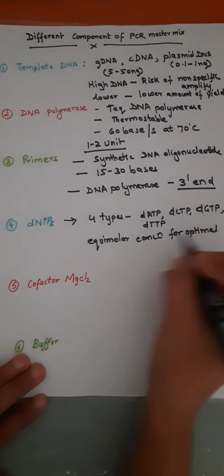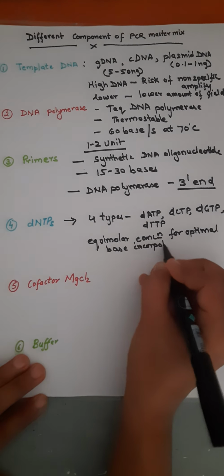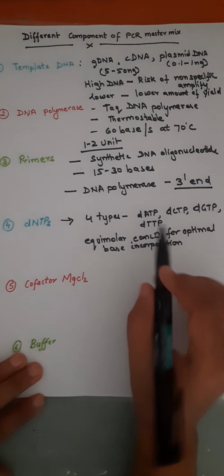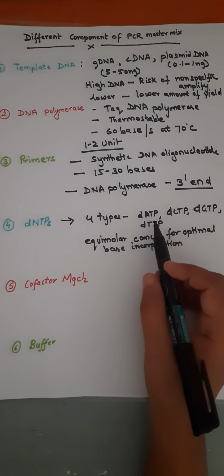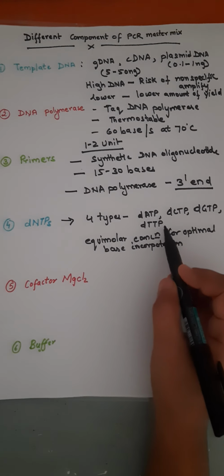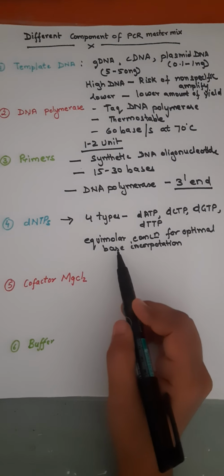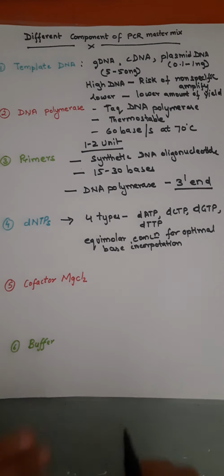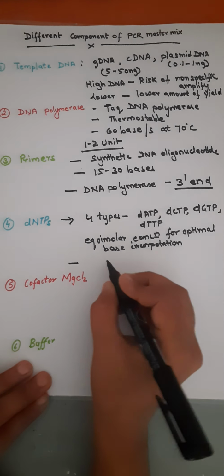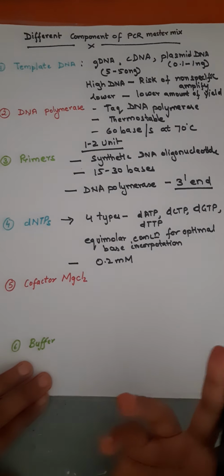base incorporation. In my last video, I told you that when we are synthesizing a complementary strand during the PCR process, always the base that is complementary to the base on the template strand will be added. So they need to be in equal concentrations so that there will be no bias, so they are equally available. That's why they are required in equimolar concentration. In general, for the PCR reaction, the concentration of each dNTP is around 0.2 millimolar, and it can also vary.